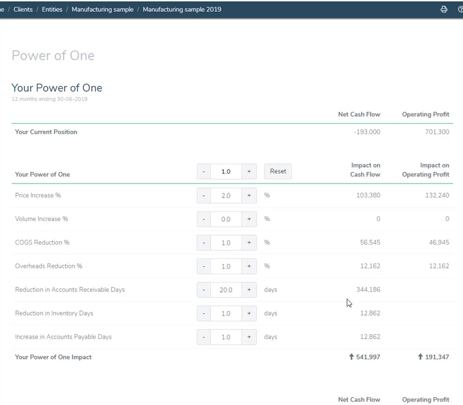As you can see, the difference in the cash in our bank is now $344,000. We also will reduce the amount of days that we have our inventory sitting on the floor. So we'll put some more efficient processes in place, and we'll reduce that amount of time by 2 weeks. And we'll leave that as nil. People will want to be paid at the same time.